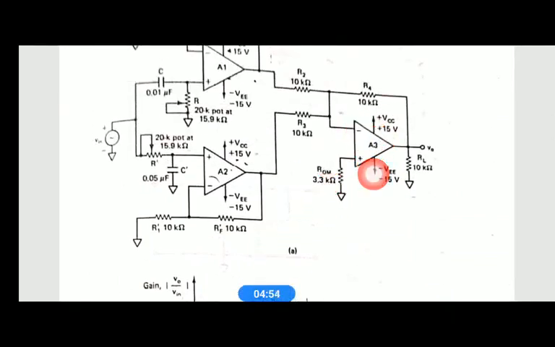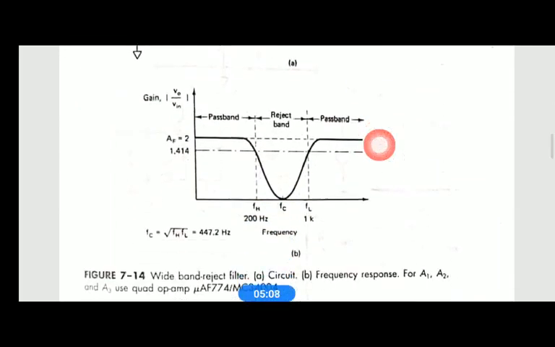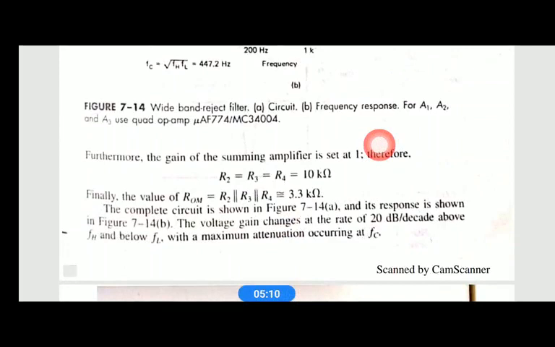So here we are using an inverted summing amplifier. So therefore our signal gets inverted at the output, right? Okay, so to design this filter, we need to individually design a separate high pass filter, a separate low pass filter, and a summing amplifier.